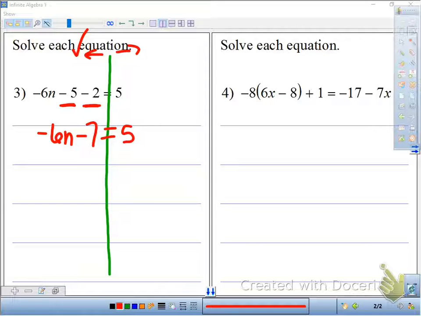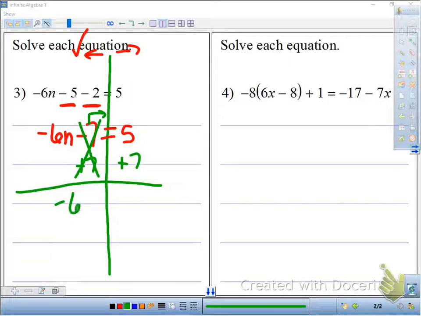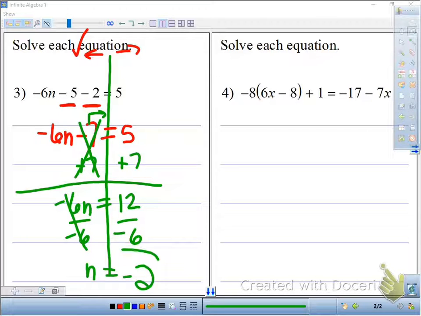And now I need to solve this. My n's are already on the left. So I'm going to leave that negative 6n alone, and I'm going to move the negative 7. So negative 7, I need a positive 7 on both sides. I need to add 7. Those will add up to 0. We move negative 6n. 5 plus 7 is 12. And once they're on opposite sides, then we can divide. Divide by negative 6, that cancels out, gives me n. 12 divided by negative 6 is negative 2.